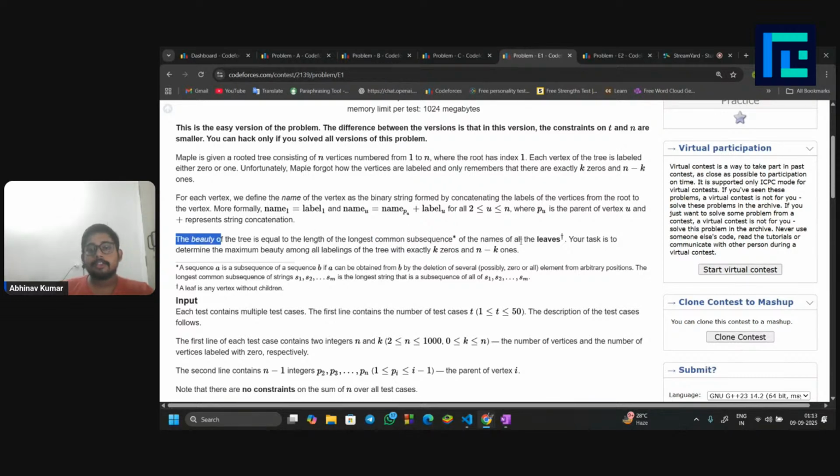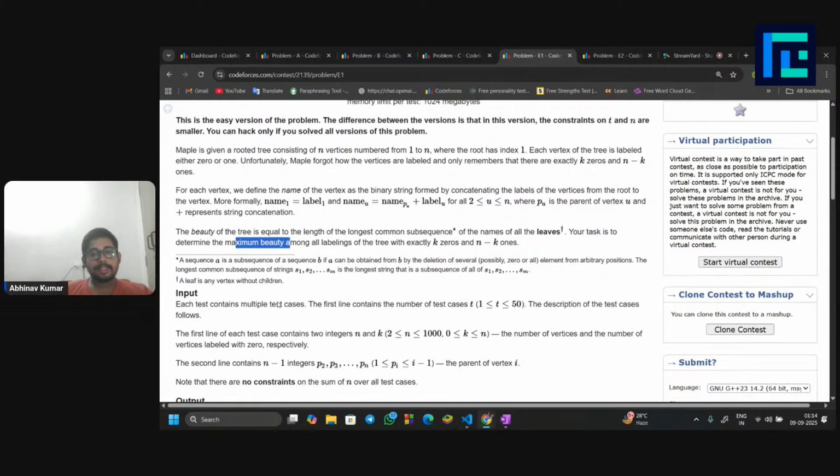Your task is to determine the maximum beauty among all labelings of the tree with exactly k zeros and n minus k ones. So the labeling is not fixed. You can decide the labeling, but with the constraint that there should be exactly k zeros and n minus k ones. With that restriction, among the valid labelings, what is the maximum beauty you can get? You just need to answer the maximum beauty.